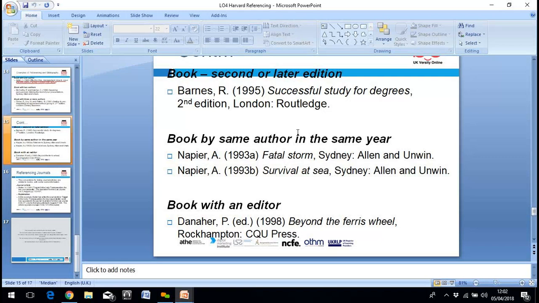Any books by the same author in the same year, you would have to differentiate with A and B. So you've got Napier, A, 1993, Fatal Storm, Sydney, Allen and Unwin; Napier, A, 1993, B, Survival at Sea, Sydney, Allen and Unwin. So you would have to separate the two. If there were two separate books, you'd just list them as A and B. Book with an editor: Daniel P., editor, you will put ED in brackets like that, just to denote that was an editor, not the actual writer. Beyond the Ferrisfield, Rockhampton, CQ Press. So that would finish it off.